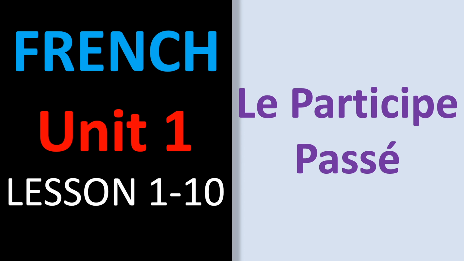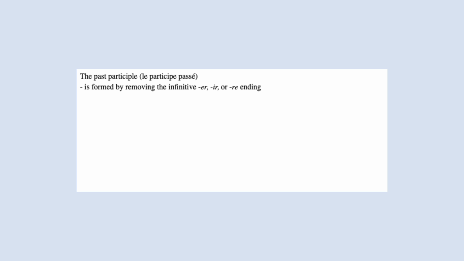In this final lesson of Unit 1, we will quickly cover past participles in French. The past participle in French is formed by removing the infinitive ending of the verb, and then, depending on if it's er, ir, or re, you add é, i, or u, respectively, to the end of each type of verb.